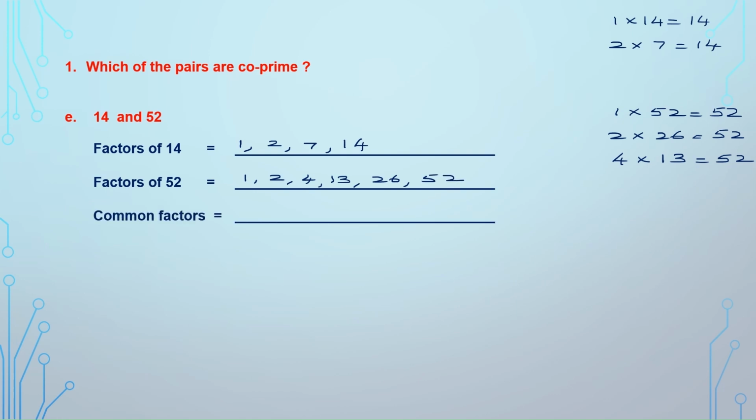Now let's pick out the common factors. So here you can see 1 is common, 2 is also common. So 1 and 2 are the common factors. That means 14 and 52 are not co-prime. If they are co-prime, only 1 will be their common factor. So let's write the answer. 14 and 52 are not co-primes.